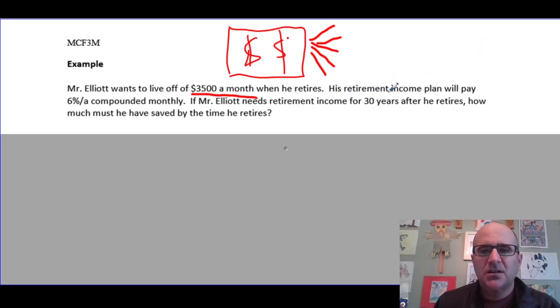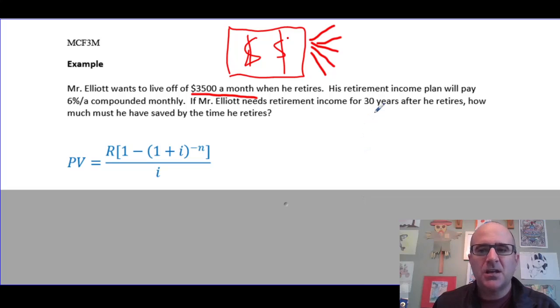So in this case, we have a retirement income plan, which is basically a plan that allows you to withdraw money as your money collects interest. So that pays 6% interest, let's say, compounded monthly. And suppose I plan on being retired for 30 years, or at least I want to have enough money for 30 years. How much must I have saved by the time I retire? So that's like the present value. What's the starting amount that needs to be in my retirement bank account? If you want to think of it that way, that's this big lump sum. What's that starting amount need to be so that I can take $3,500 out for 30 years?